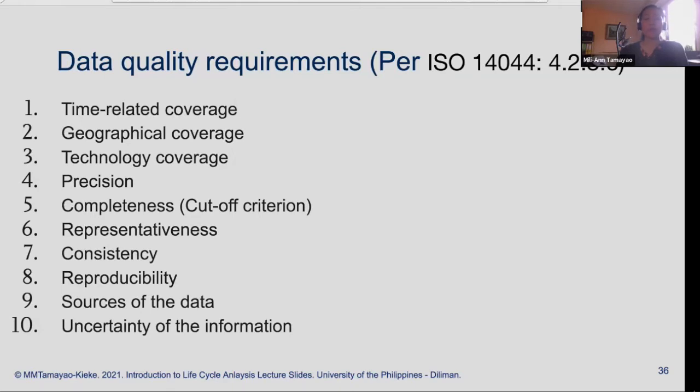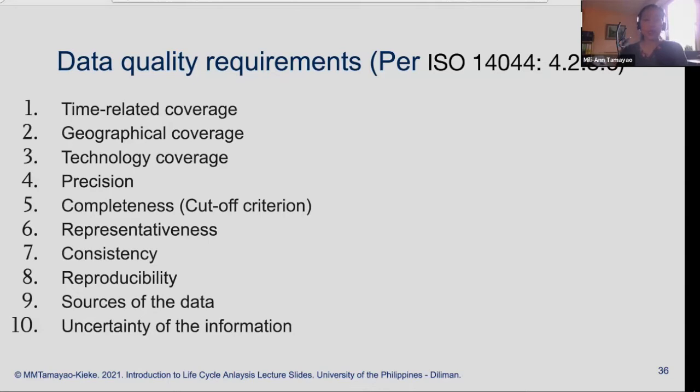So there are 10 things that you could take into consideration per ISO 14044 from this section 4.2.3.6. You have time-related coverage, which is basically the age of the data and the minimum length of time over which the data should be collected. You have geographical coverage, the geographical area for which the data for a unit process should be collected to satisfy the goal of the study. And then you have technology coverage, the specific technology or technology mix.